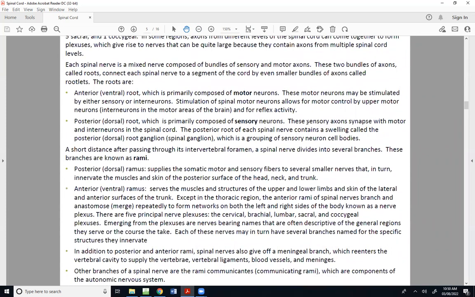Each spinal nerve itself is a mixed nerve composed of bundles of sensory and motor axons, so it's like a two-lane highway, as I just mentioned. These two bundles of axons are called roots and connect each spinal nerve to a segment of the spinal cord by even smaller bundles of axons called rootlets.